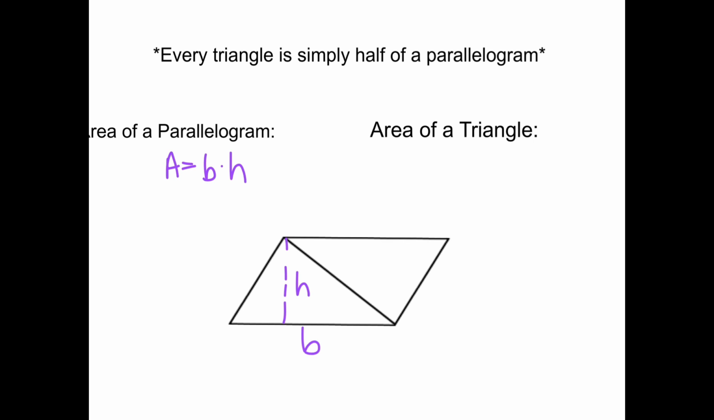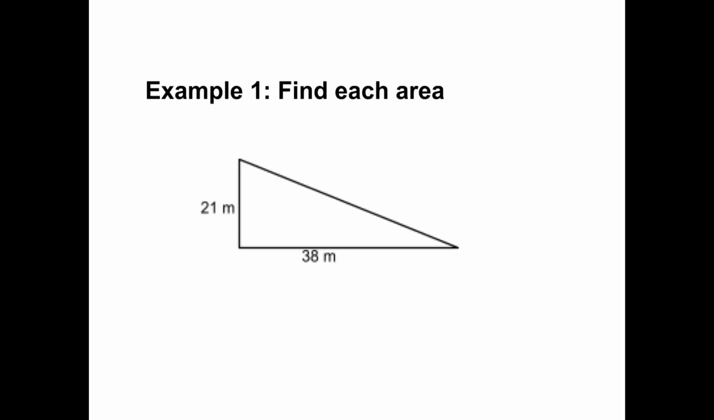So there are two ways to show this. We can take that base times height, get that answer, and then divide that by 2, or what we are most commonly used to seeing is 1/2 base times height. So that's the formula for area of a triangle. Let's dive right in with some area problems.